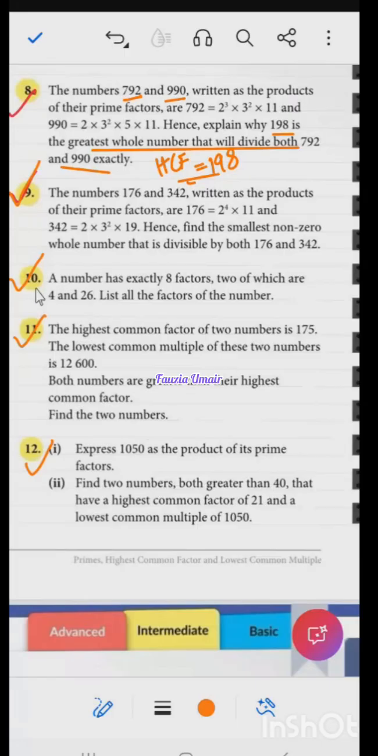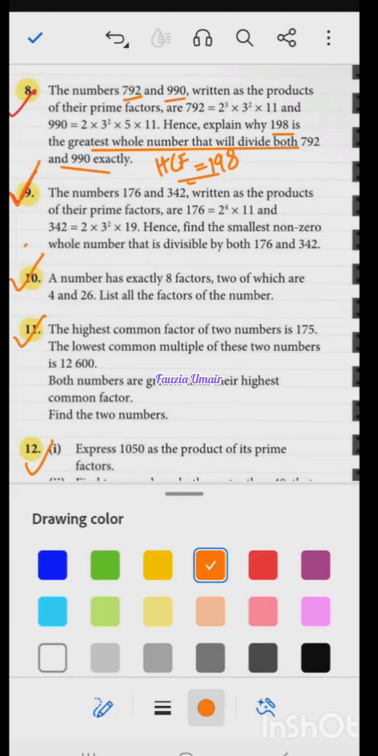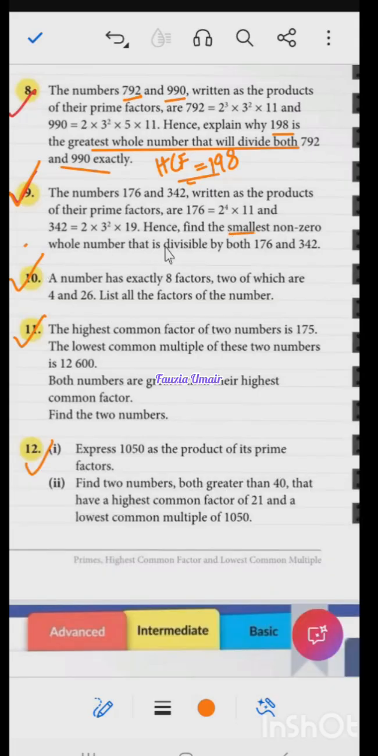Now just look at this one. The 10th question is similar to the questions we did earlier, two questions. Actually, we need to do the 9th question first. The 9th question: the numbers 176 and 342 are written as the product of their prime factors; find the smallest non-zero number. So what is this smallest non-zero number? Is it HCF or LCM? Smallest non-zero number that is divisible by both. It is LCM. LCM is lowest, and this is also smallest.